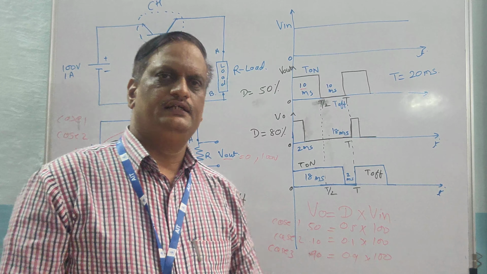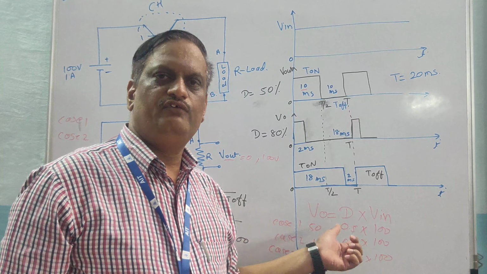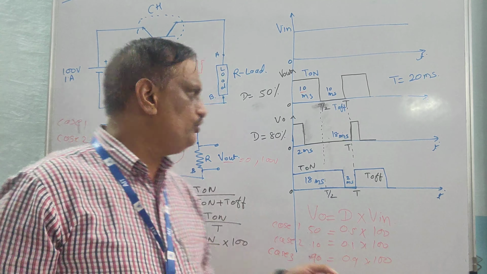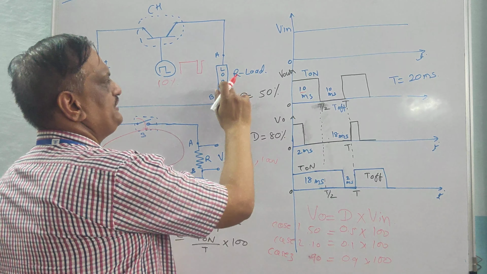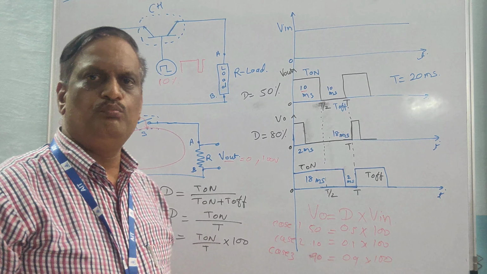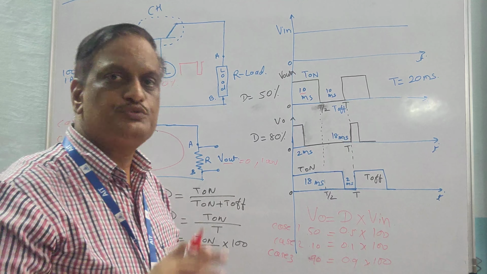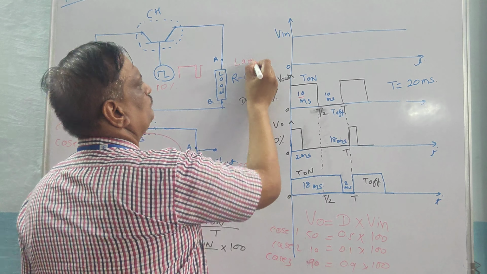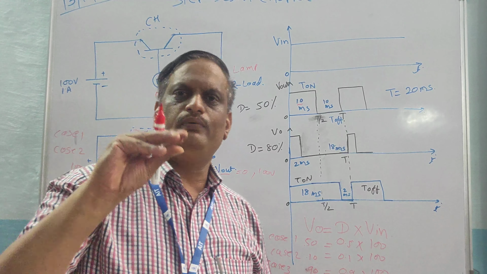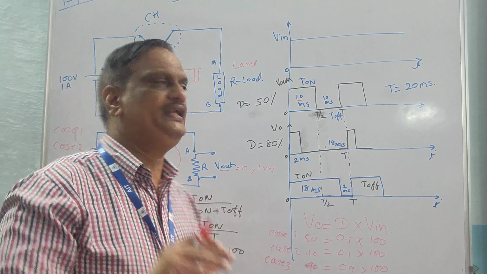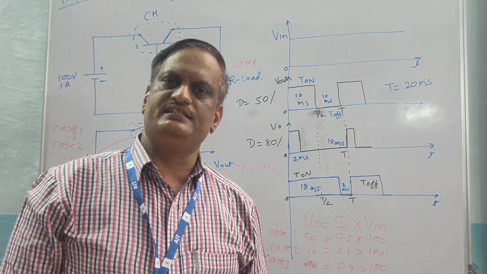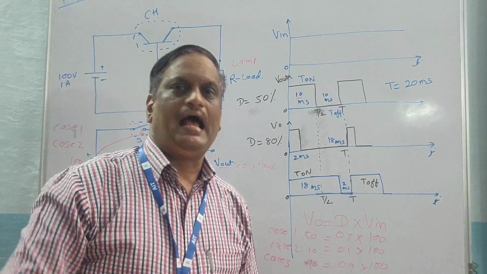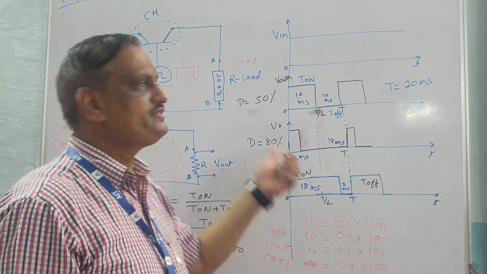Where do you require this type of conversion? We require it to change the speed of a motor. Suppose instead of the R load, I change the load to a motor load. Then the speed of the motor will be changed. In case of resistive load, if I put a lamp load, the intensity of the lamp will gradually increase and decrease depending upon the on time of the transistor. Similarly, the speed of the motor will change from 0 to maximum as I keep changing the duty cycle of this transistor.